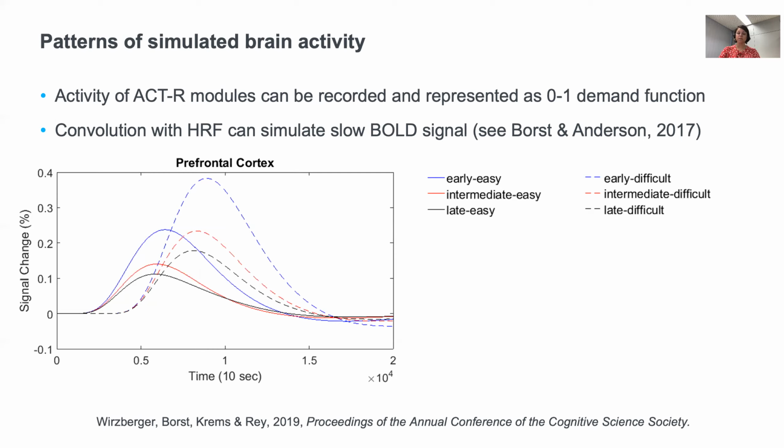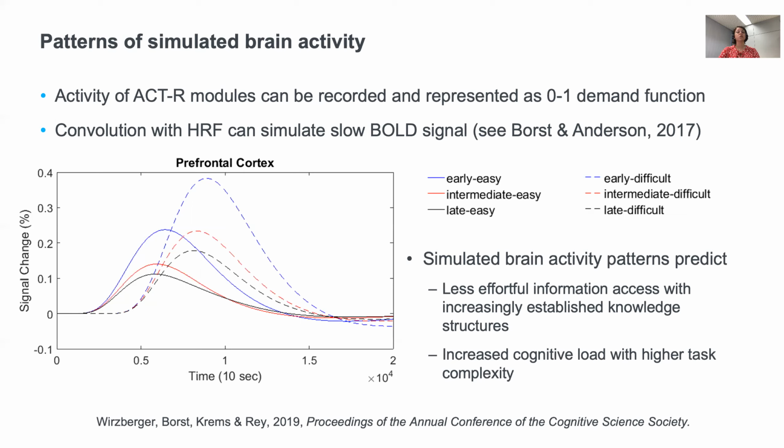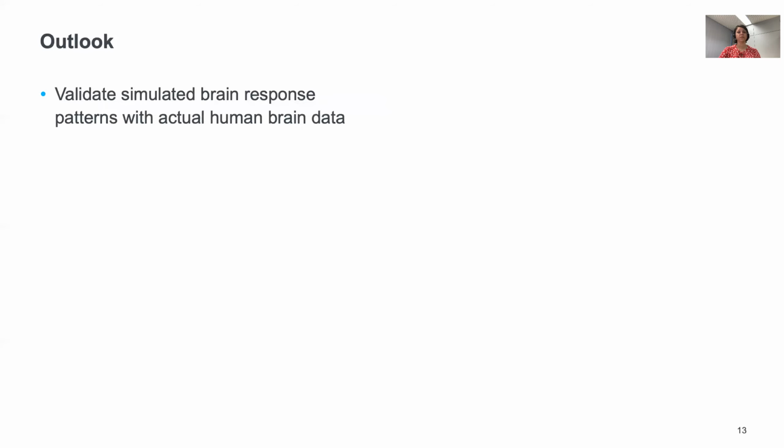chunk activation. From the simulated brain activity patterns, we can predict less effortful information access with increasingly established knowledge structures, as well as an overall increased level of cognitive load in more complex task conditions. The next step in this ongoing line of research will be to validate these simulated brain response patterns with actual human brain data and potentially refine the existing models.